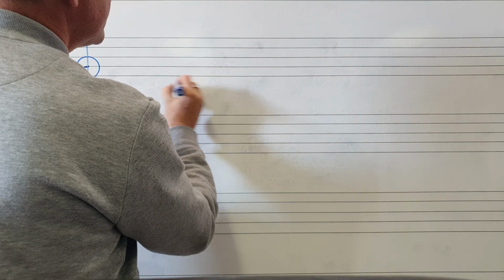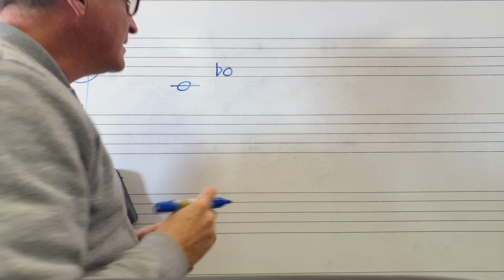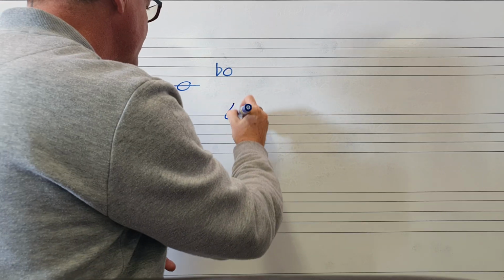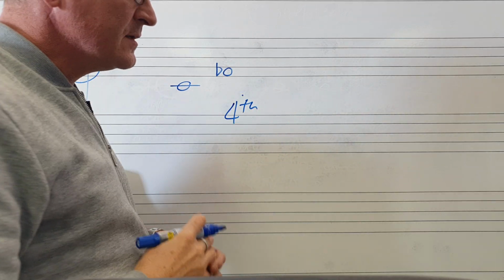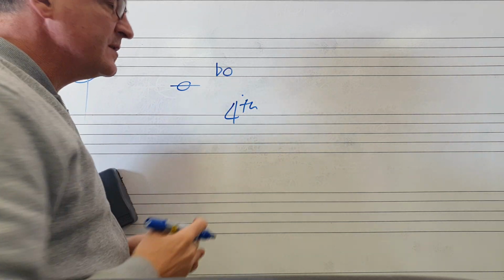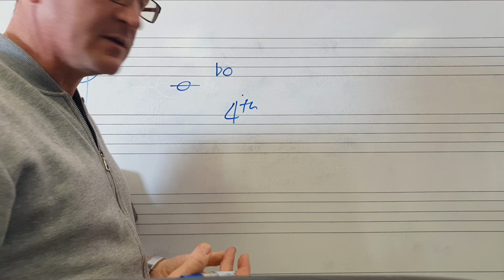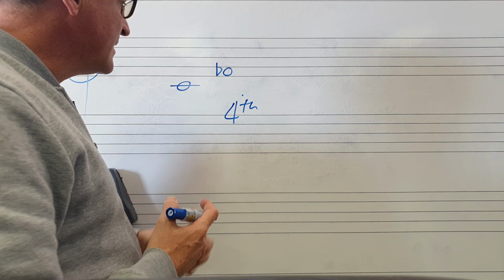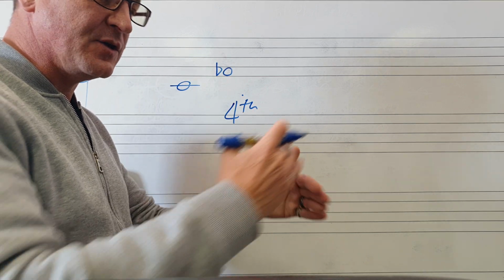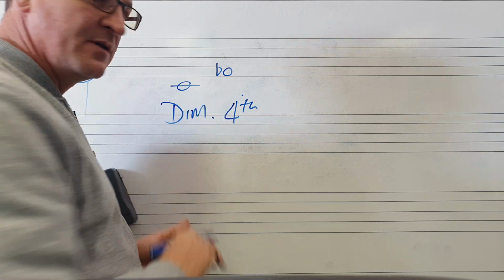Okay, let's do another example. So we take the same interval, but it's got a flat in front of it, right? So now, first step, count up. We've counted, we know it's a fourth. Right. Take the bottom note. This is the key, C major. What has happened to the second note? Is it still in C major? Is it an F natural? No, it's not. It's been lowered once. And a perfect fourth does not go to minor. It goes straight to diminished. So this becomes a diminished fourth.